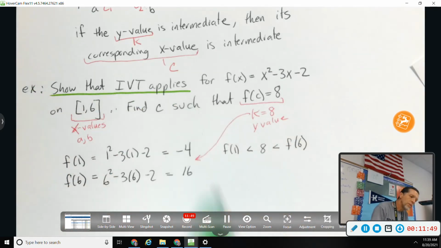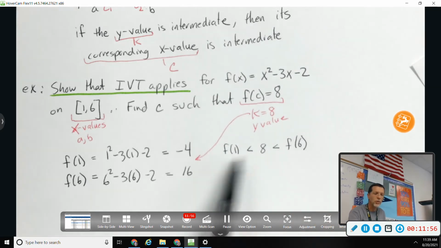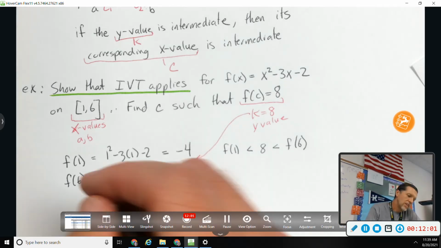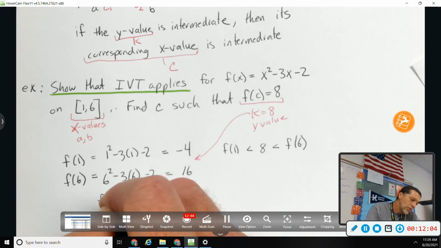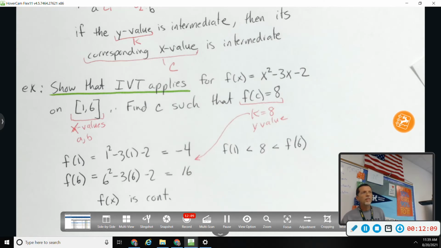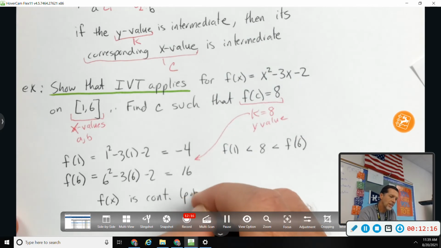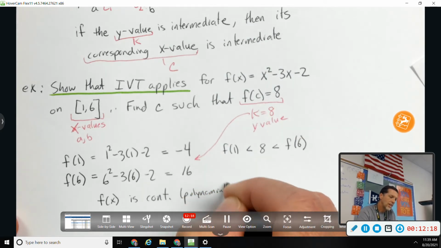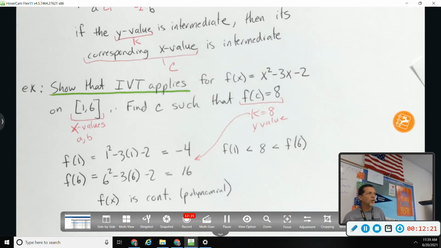Show that it applies means meet the ifs, because you can't use the then unless you've met the ifs. Well, this is one of the ifs. This is if number 2, the intermediate part. What's the first if? If it's continuous. So we just need to say f of x is continuous. How do I know f of x is continuous? It's a parabola, it's a polynomial. Either of those are fine. So I'm not worried about any skips or jumps. It's got to be continuous.